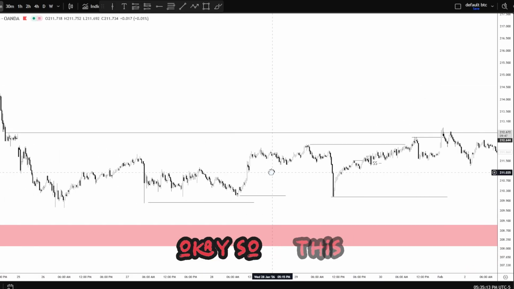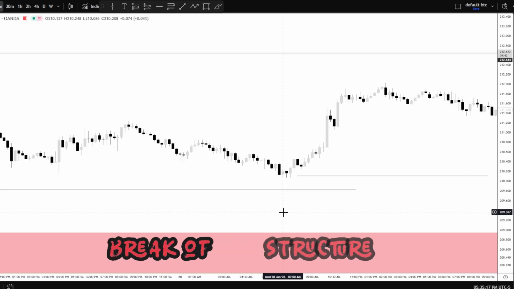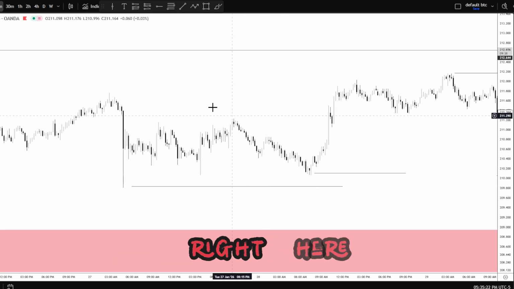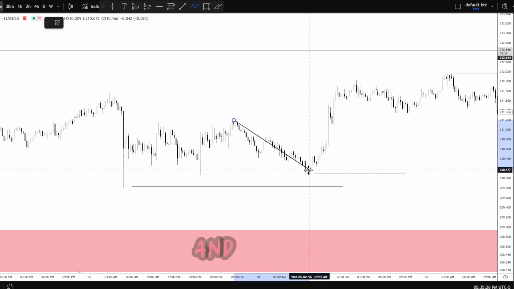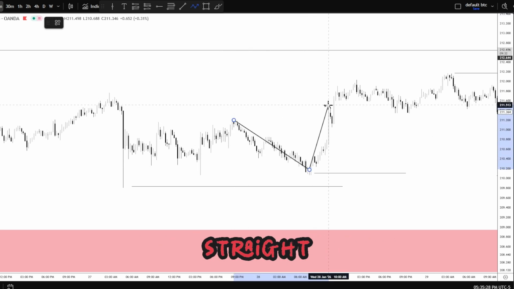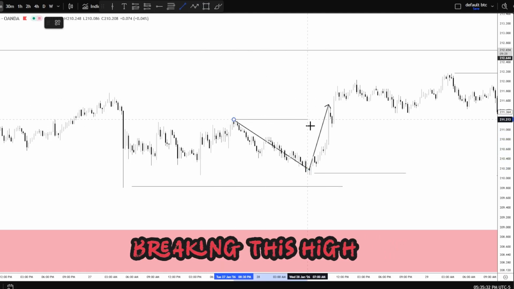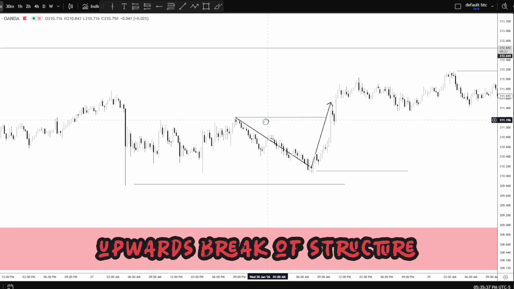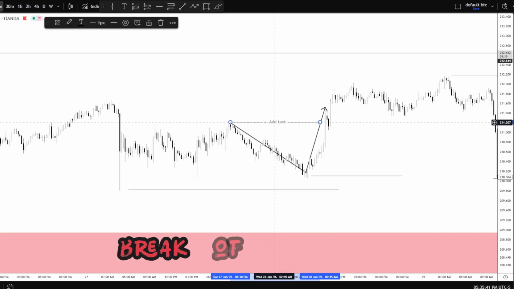Okay, so this is an example of a single leg break of structure right here. We have this high right here. The market came down, and we pushed up straight. So this is a single leg break of structure, breaking this high in a single leg upwards break of structure. So this is a single leg break of structure in a buying sense. So we have our break of structure here.